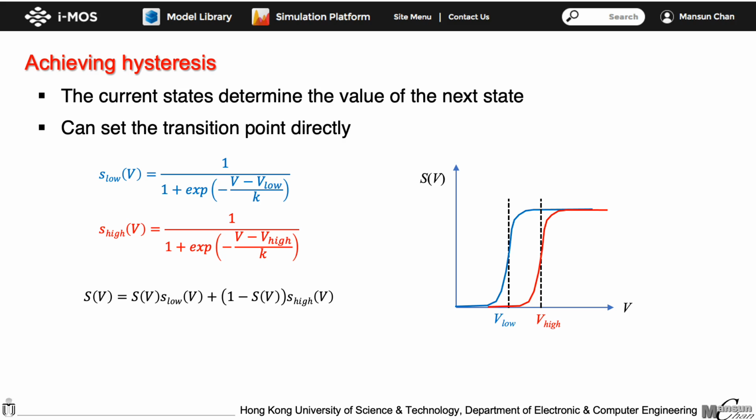The behavior of the state variable can be explained like this. When scanning from the left, S is close to 0, so the first term of the equation becomes very small, and S of V mainly follows the curve S high. Similarly, if it starts from the right, S of V is close to 1, and the second term becomes very small due to the 1 minus S term. And the curve will mainly follow the S low curve. This produces the hysteresis loop with the separation determined by the values of V low and V high directly.